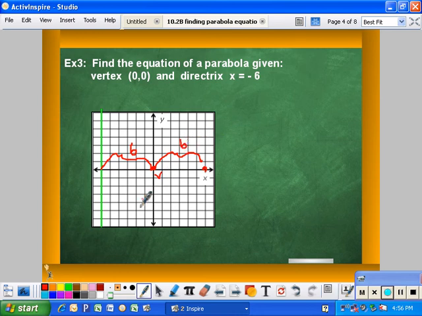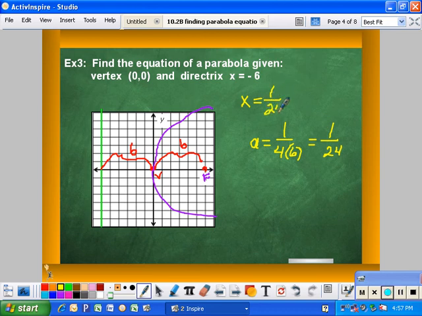So which way is this going to open? If the focus is always in front, and here's my focus right there, the focus is always inside the parabola, then let's go ahead and draw a parabola. And now we can see that this is going to open up to the right. So it's going to be positive. Our p is going to be positive. So 1 over, well, let's figure it out. A equals 1 over 4 times 6, which is 1 over 24. So 1 over 24.